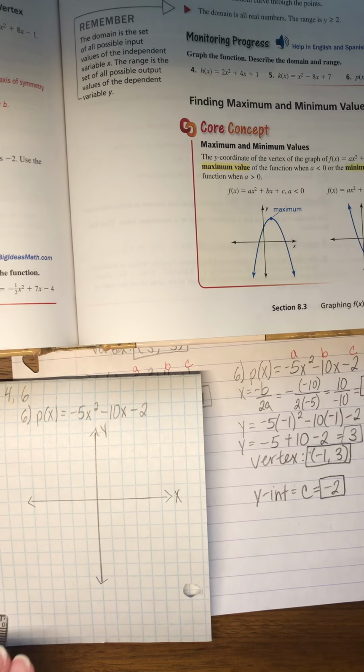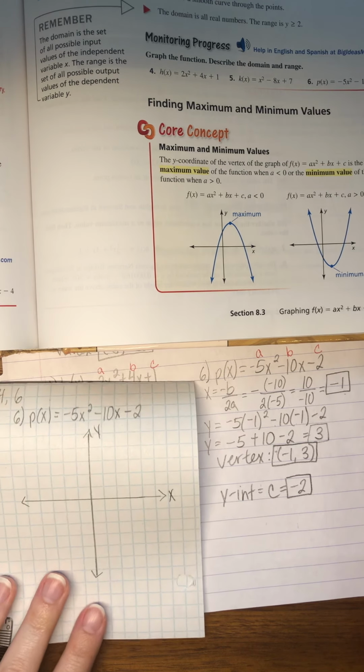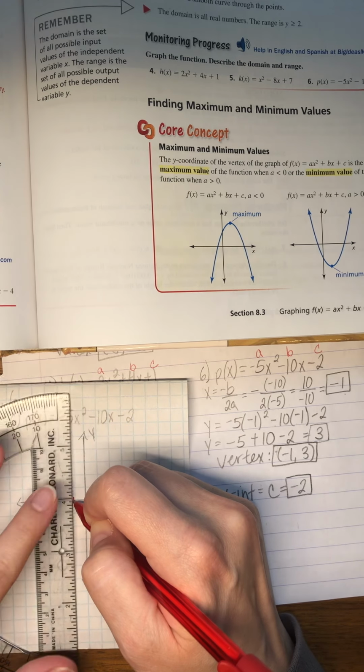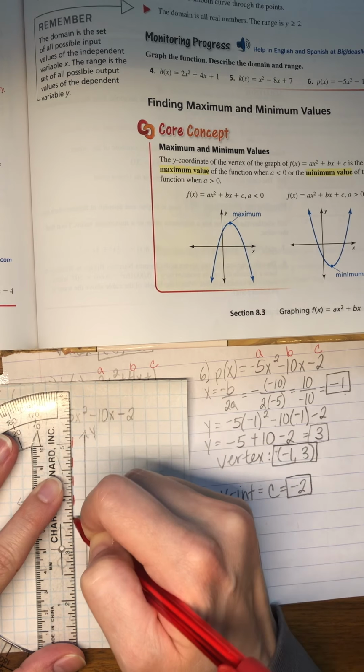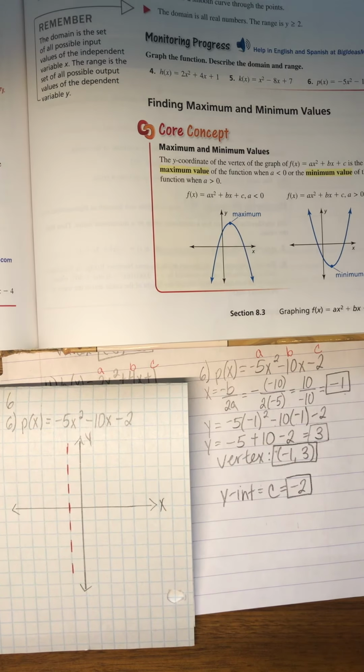Okay, let's start with the axis of symmetry. So again, it's x equals -1. I found that over here on my paper, x equals -1. Let's go ahead and draw that in. So I'm going to go to my x-axis at -1, and I'm going to draw a vertical dotted line right through -1. And there is my axis of symmetry.